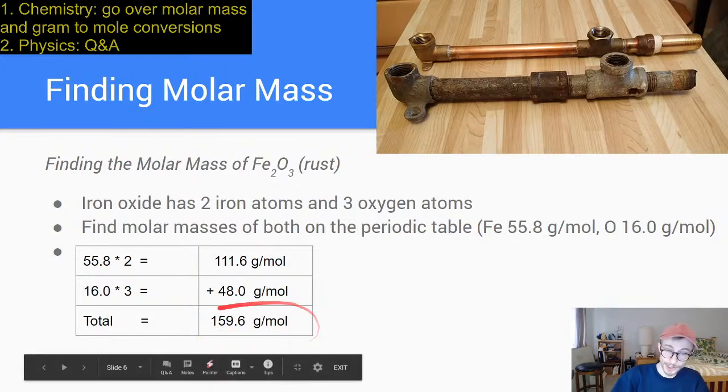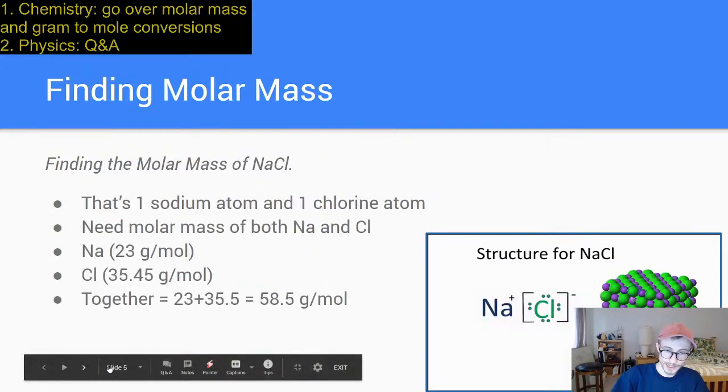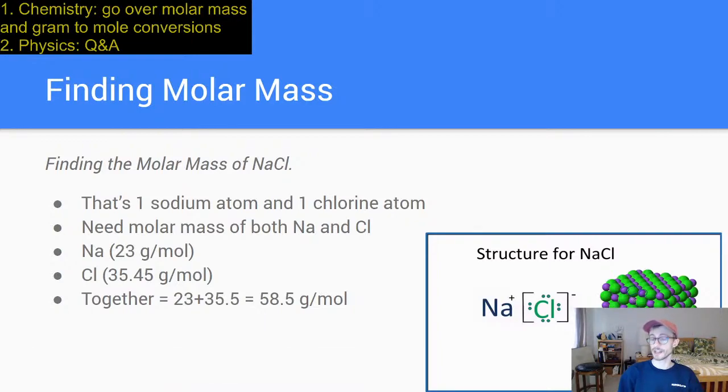Notice that this number is way bigger than what we found for salt, or sodium chloride. So 159, that's almost 160. Compare that to sodium chloride, which was only 58, so less than half. So depending on what chemical it is that we're talking about, the molar masses can be very different. And so that's why it's important that we find it later. It's going to affect how we calculate the concentration.